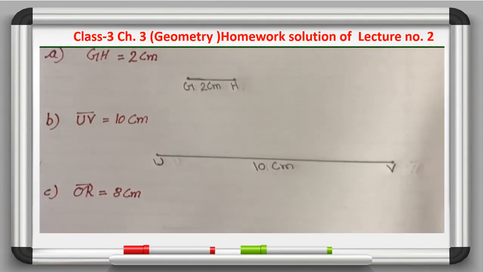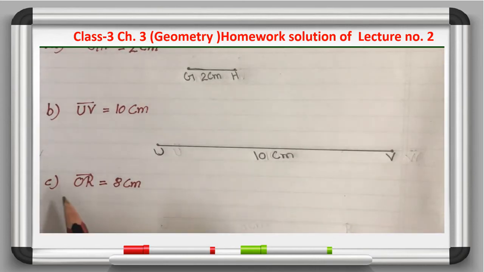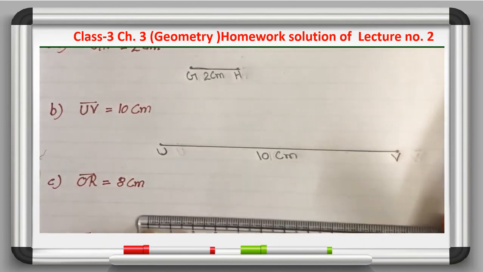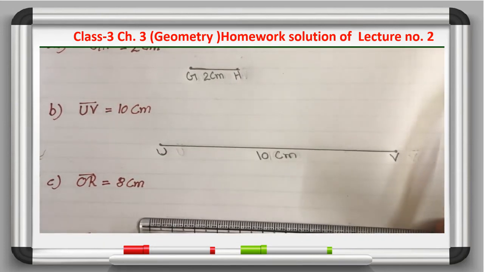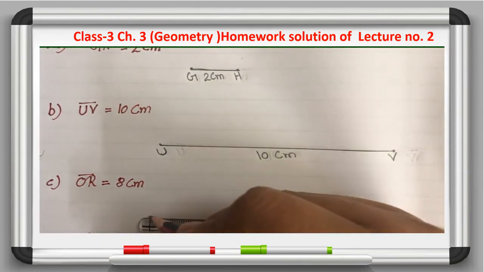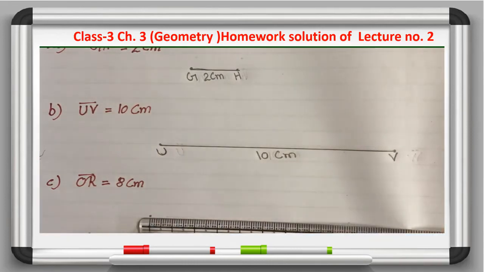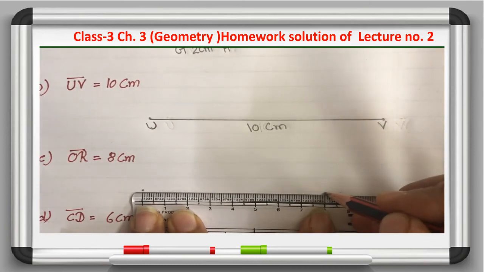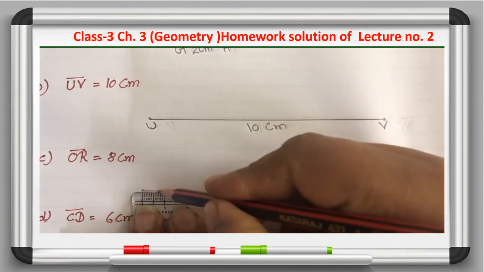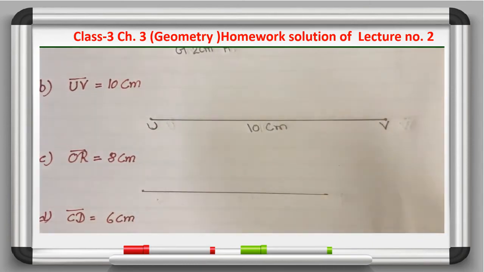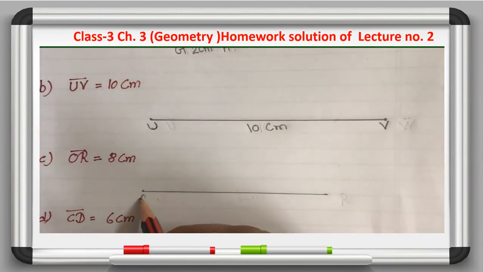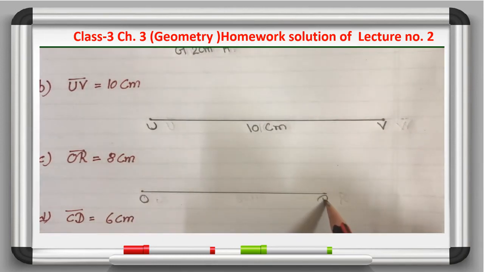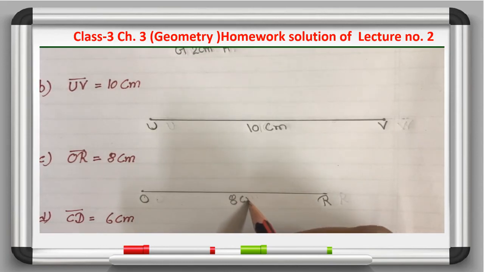Okay, now in C part it is given line segment OR, that is equal to 8 centimeters. So again we will press the scale on the paper like this. First dot at point 0, and another dot at point 8. Now we will draw the line segment from 0 to 8. Okay, and we will name it OR, and here in between we will write 8 centimeter.